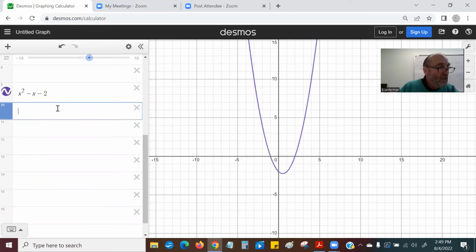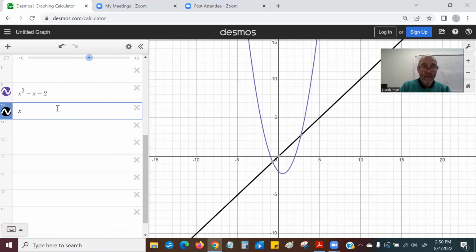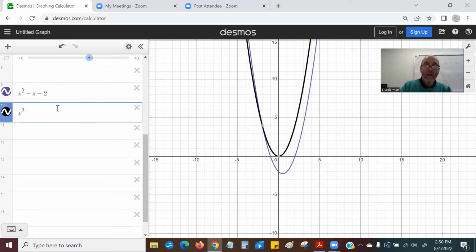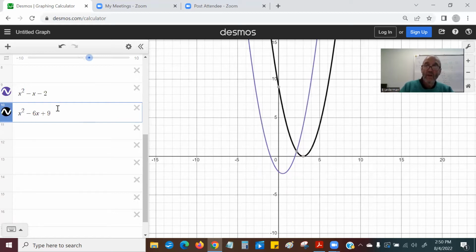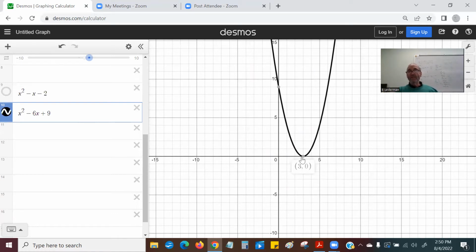The next example we had was x squared minus 6x plus 9. And there we had one solution. So when there's one solution, it just kind of kisses the x-axis. Or I could say it's tangent to the x-axis.